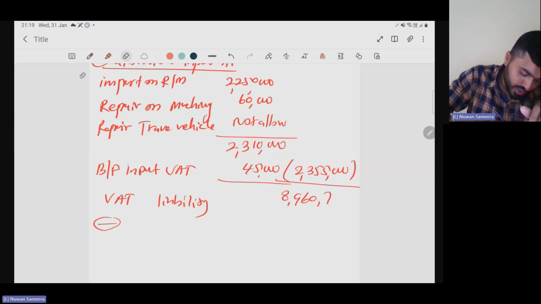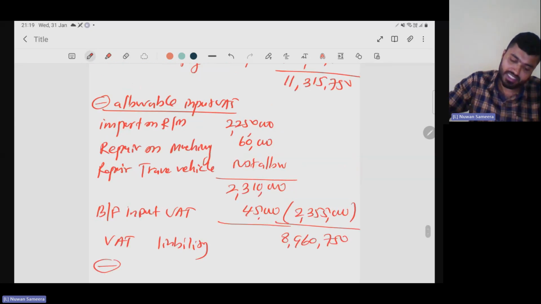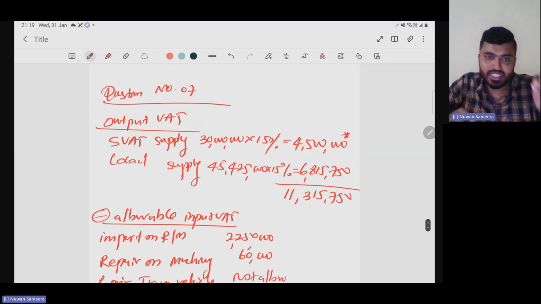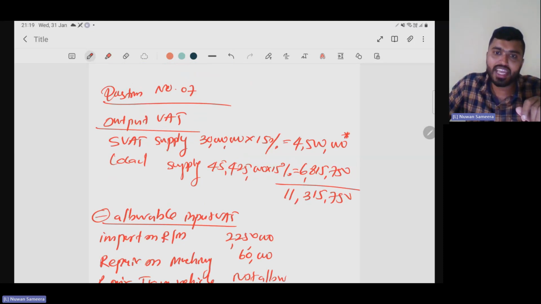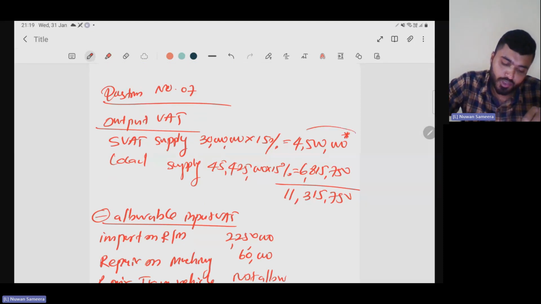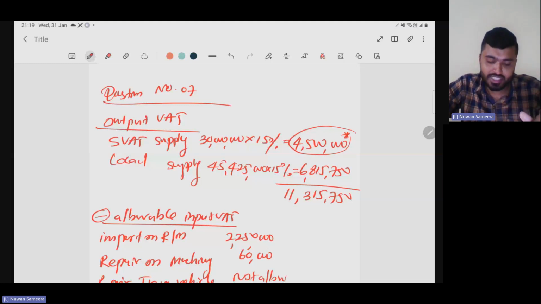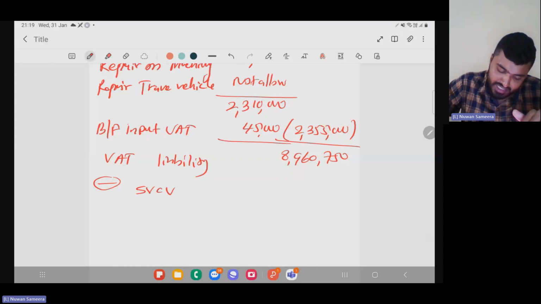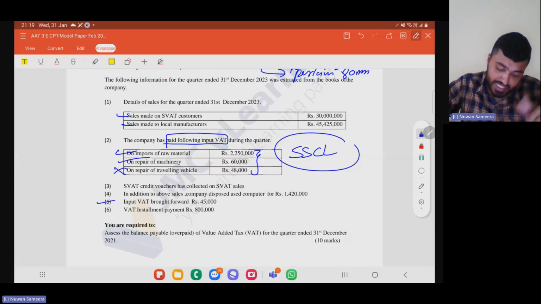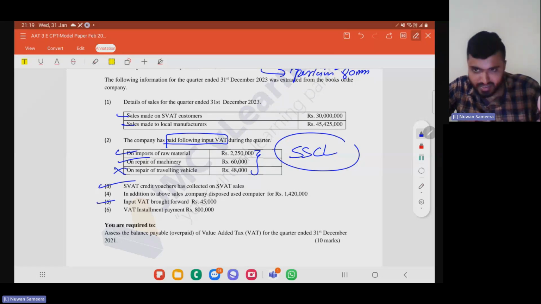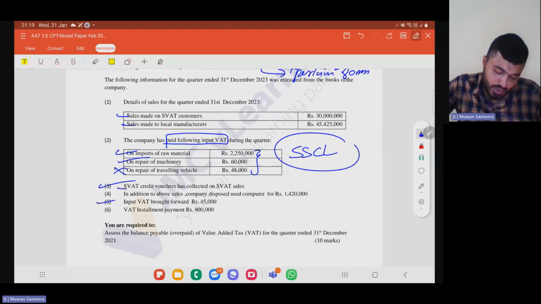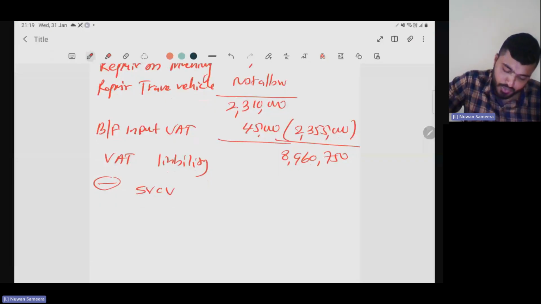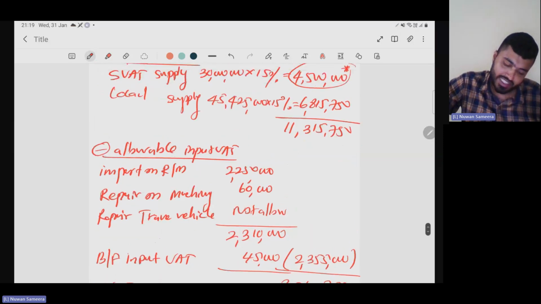You can see that even though the SVAT is subject to 15%, on that SVAT you will not receive the output VAT in cash. Because this 4.5 million you will not receive in cash. Instead of that you will receive the SVAT credit voucher. If the particular company collects all the SVAT credit vouchers, you can deduct that at the end of the calculation. So the SVAT credit vouchers have been collected. Therefore, the total 4.5 million you can deduct here again. Right? Simply you can deduct.